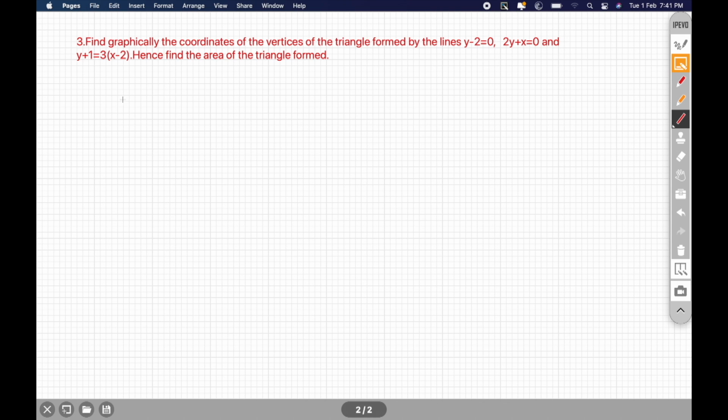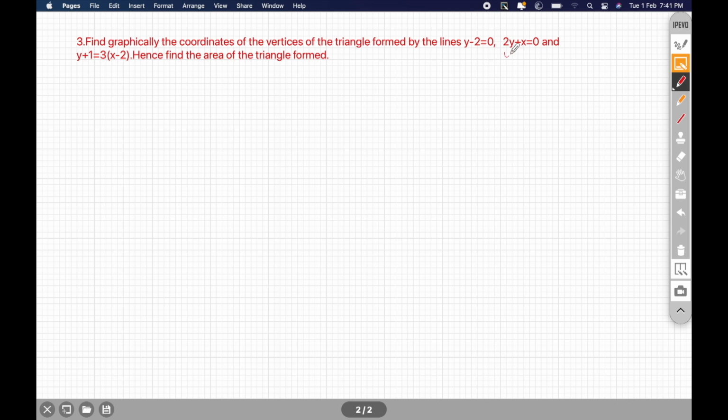The next question is, find graphically the coordinates of the vertices of the triangle formed by the lines y minus 2 equal to 0, 2y plus x equal to 0, and y plus 1 equal to 3 into x minus 2. Hence find the area of the triangle formed. So we have to find the vertices of the triangle and also the area of the triangle formed.